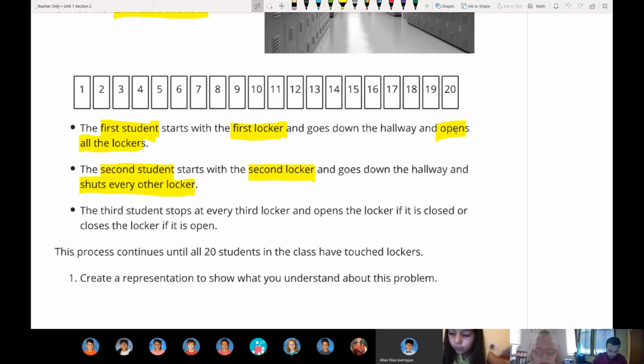Okay, the third student stops at every third locker. It opens the locker if it's closed or closes if it's open. Again, putting sticky notes. So the third student stops at every third locker and puts a sticky note on the locker. This process continues until all 20 students in the class have touched the lockers.